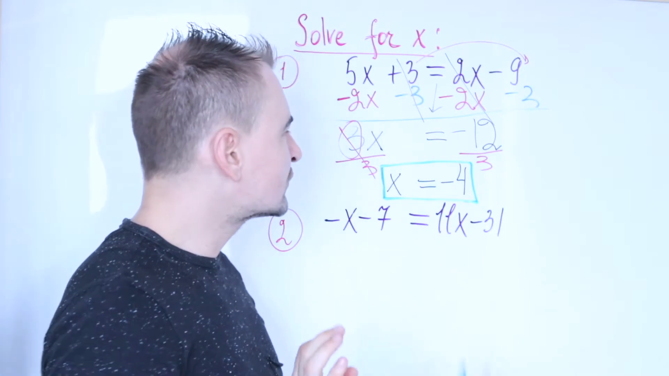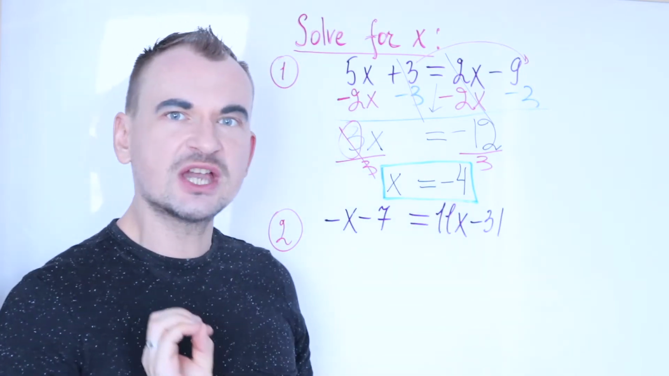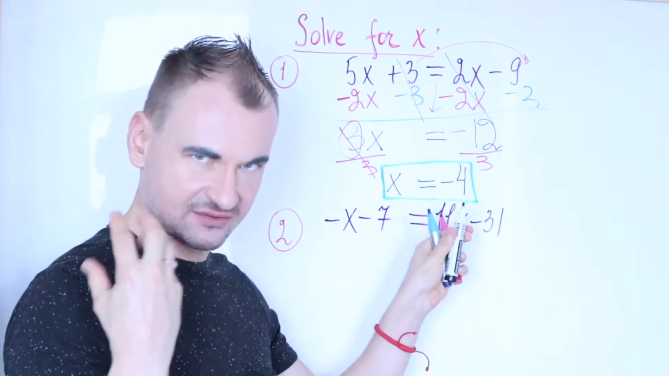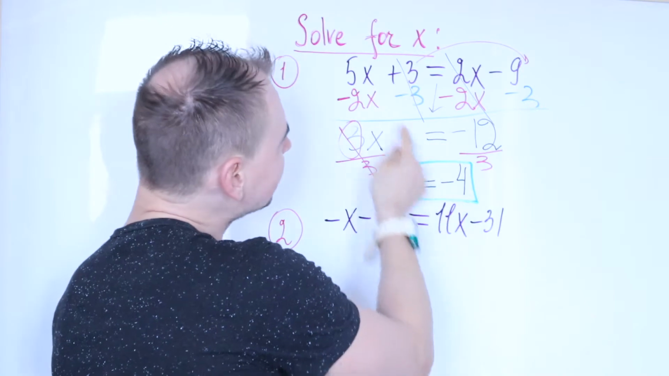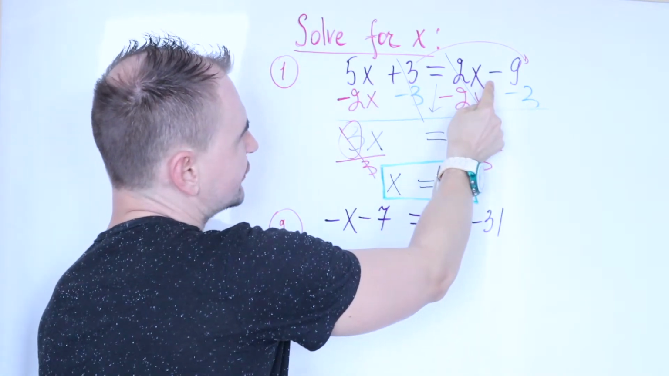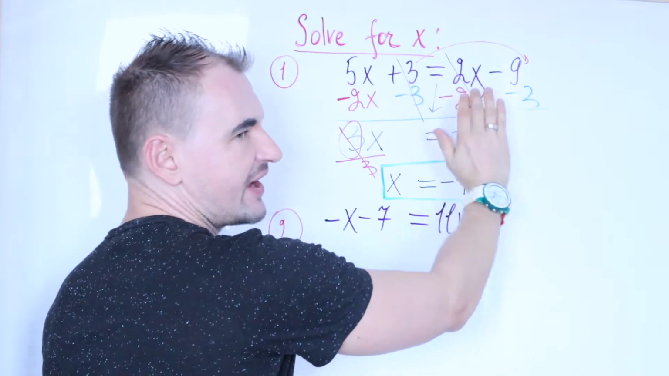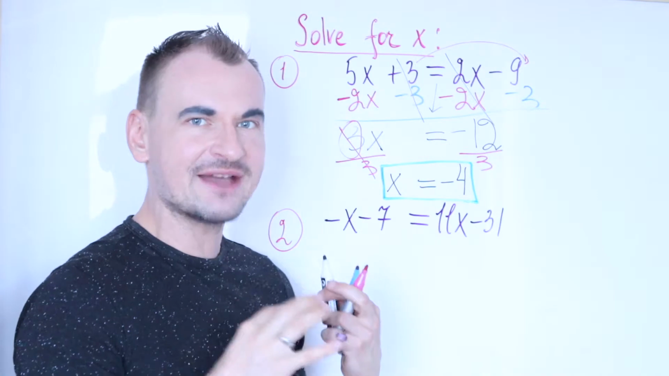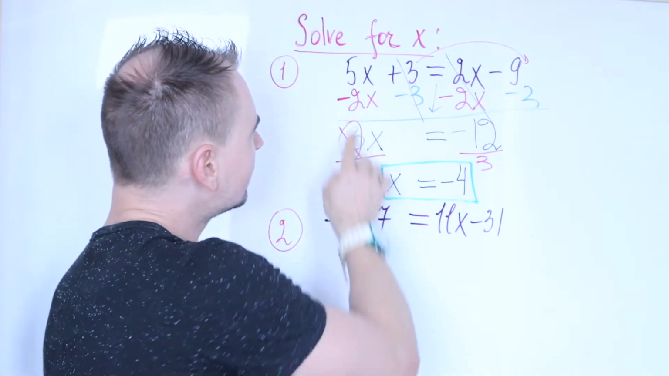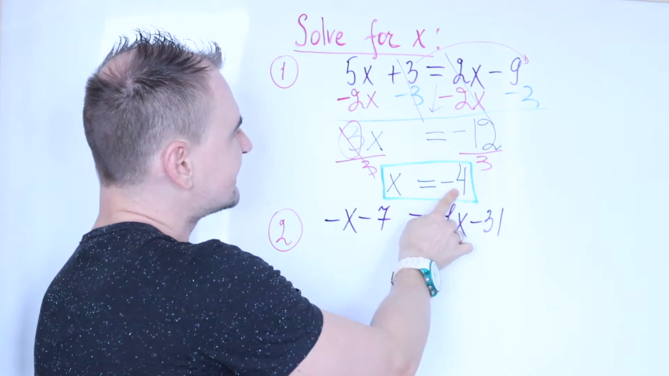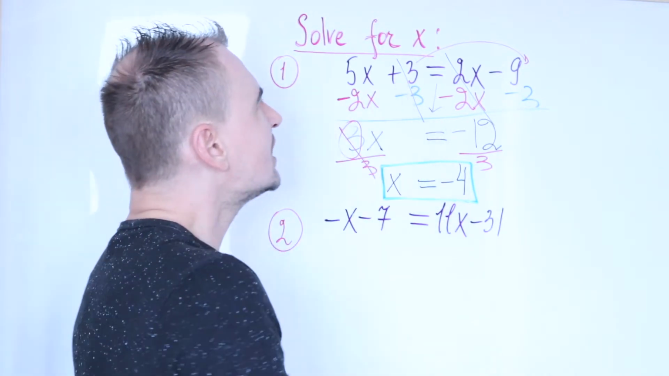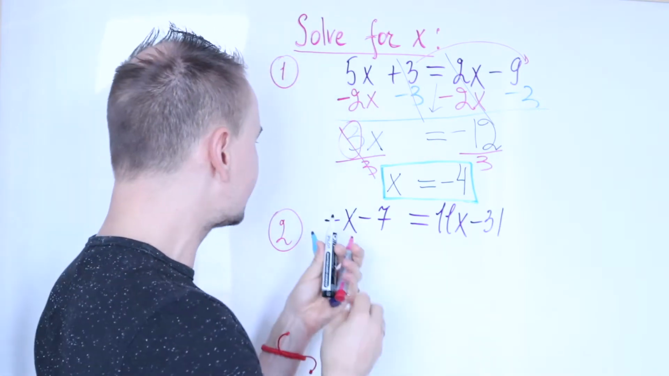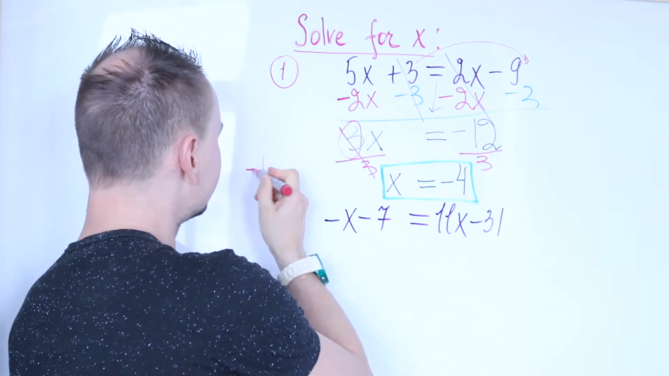A quick side note. At this point, you could check your answer by taking this negative 4, as I said before, and plugging it in for x twice, everywhere x appears in your problem. You could do it mentally, you don't have to write it explicitly. So 5 times negative 4 becomes negative 20, plus 3 gives you negative 17. So on the left side, it's negative 17.